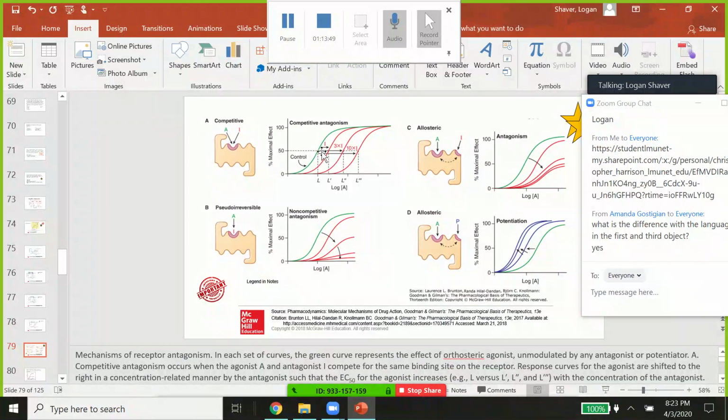But anyway, competitive antagonism, we've talked a lot about. Basically what happens there, right, is it competes with the same binding site, and therefore it's still able to hit Emax, but it won't hit it as quick. And allosteric, that's a totally different one, right? So you notice that Emax gets gradually worse. And then pseudo-irreversible, that one's kind of a weird one. You don't really hear a lot about it. So that's a non-competitive antagonist. That one, you notice it seems like a much more rapid drop. And it can go all the way down flat.